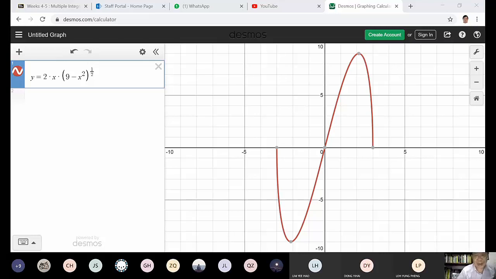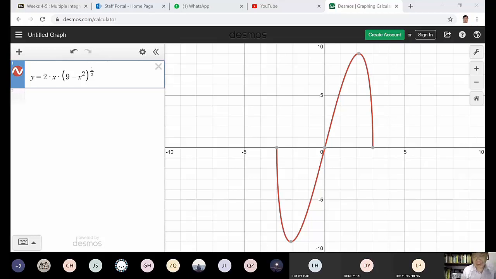For x equals 3, you get y equals 0. For x equals minus 3, y equals 0. For x equals 0, y equals 0. So these are 3 points, they are 0. But on the left side, the area is positive. On the right side, the area is negative. So they cancel each other. This is without doing any calculation, and the answer is 0.